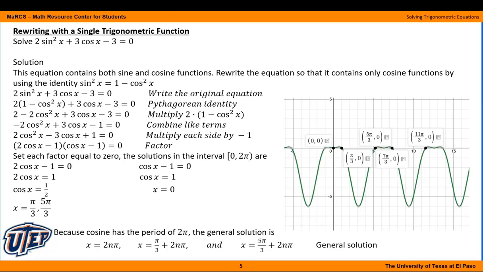After setting each factor equal to 0, we obtain cosine equal to 1/2 and cosine equal to 1. Using the unit circle, we find the corresponding angles and then write the general solutions by adding multiples of 2 pi. Notice how converting everything to a single trigonometric function transformed what appeared to be complicated into a familiar quadratic equation.